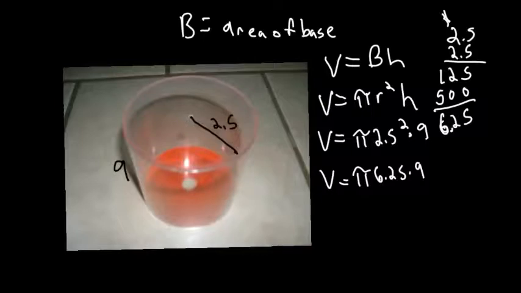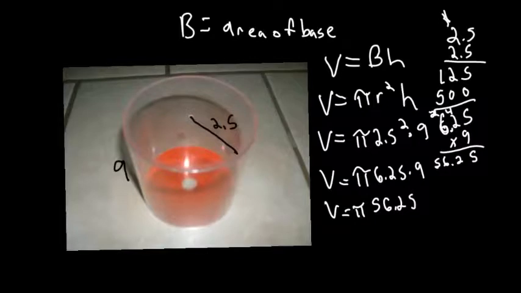So now I've got to do the 6 and 25 hundredths times 9. Just keep working my multiplication on the side here. 9 times 5 is 45. 9 times 2 is 18, plus 4 is 22. 9 times 6 is 54, plus 2 is 56. So 2 decimals in my problem, so 2 in my answer. So I get volume equals pi times 56 and 25 hundredths. So I need to take that and multiply it by 3 and 14 hundredths.